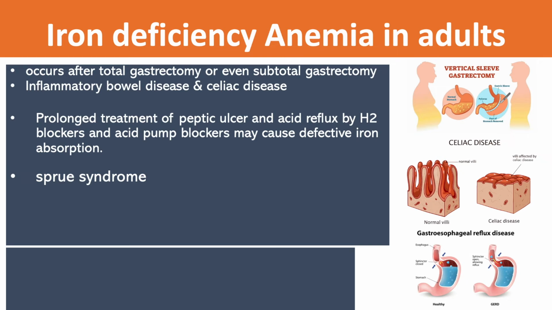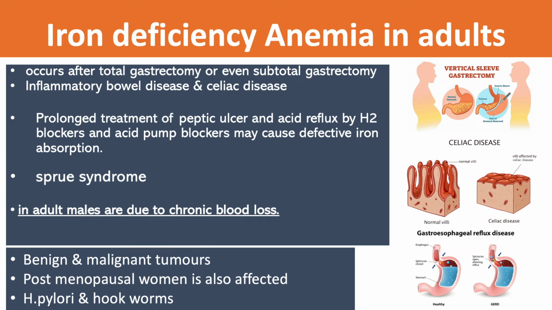But the main one to remember is in adults mainly, iron deficiency usually comes because, like we said previously, the amount of intake of iron is less compared to the amount of loss. And this is usually in males due to chronic blood loss due to some sort of hemorrhage or cerebrovascular disease, DICs, like disseminated intravascular coagulopathy, etc. Benign and malignant tumors can also contribute to iron deficiency, and postmenopausal women are also affected. People infected with H. pylori as well as hookworms are also iron deficient because of the inability to absorb iron.